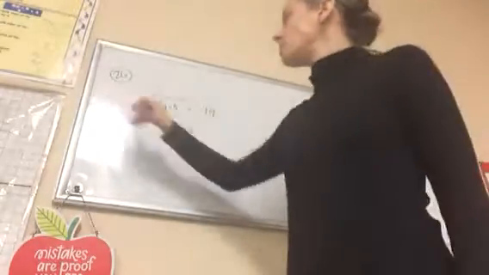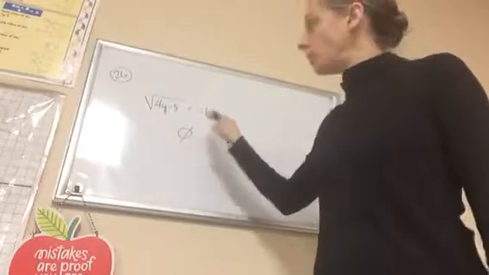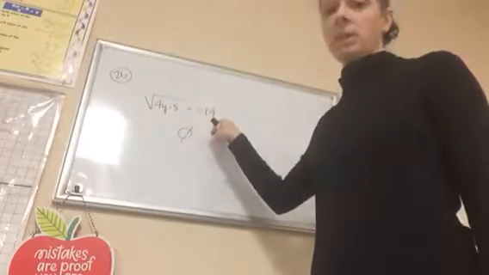Okay, so in problem 26, once we get to this step, we know that a radical cannot be equal to a negative sign, so it's an empty set, no solution. Problem 28.